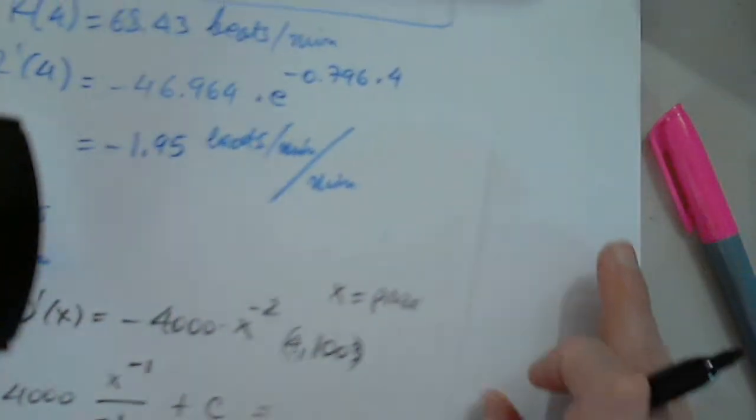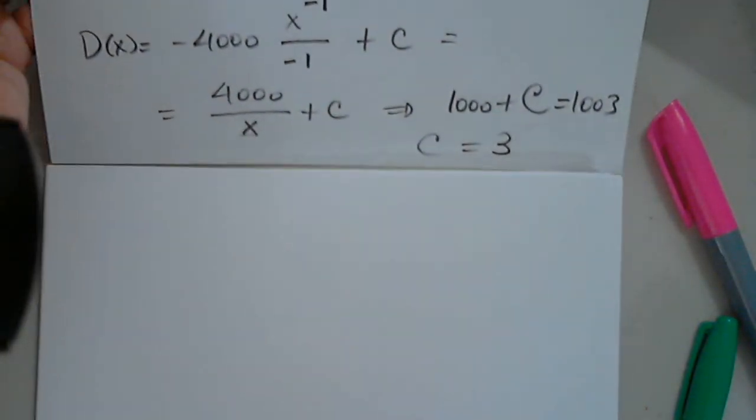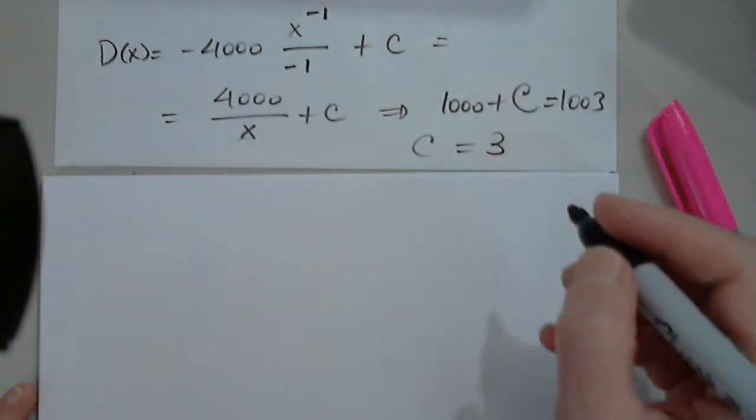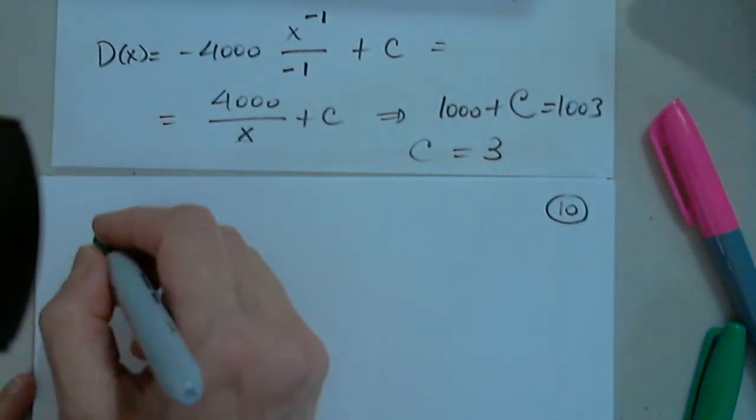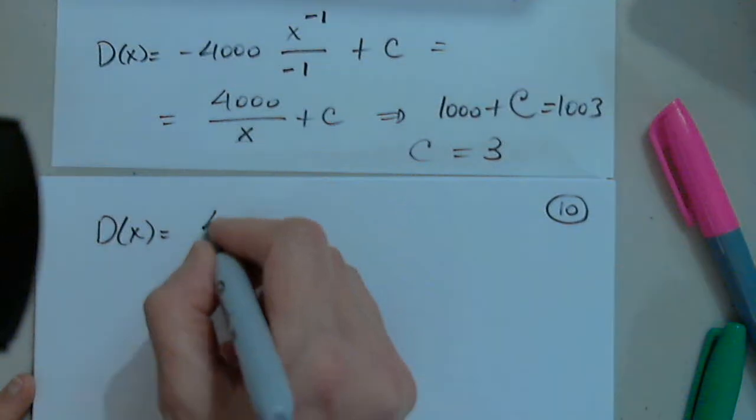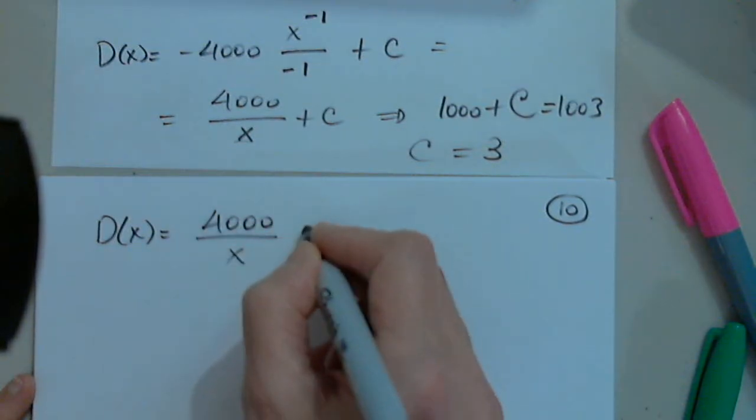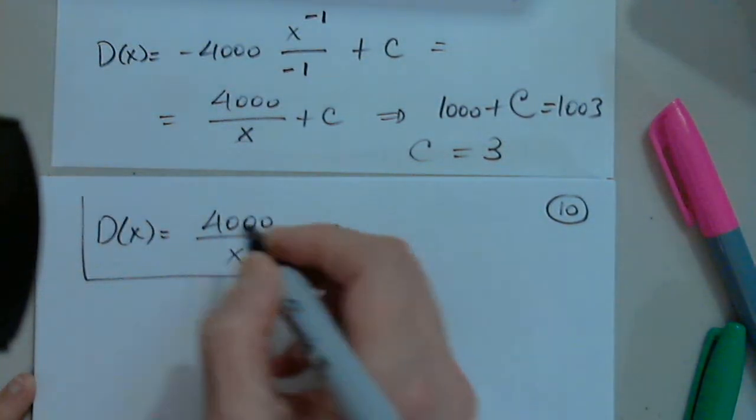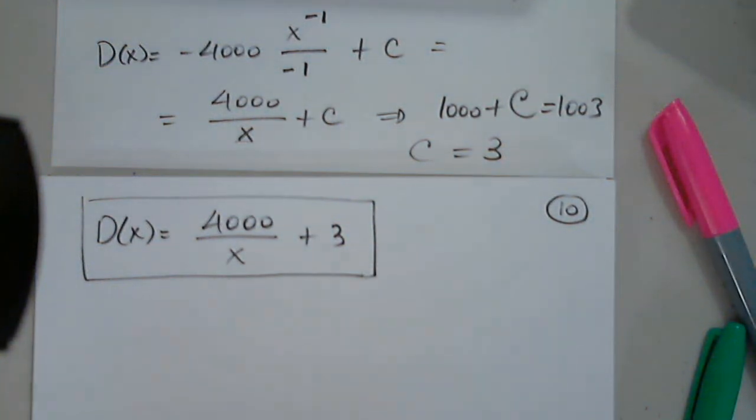So therefore, we have d of x as 4,000 divided by x plus 3. Good. Good pick.